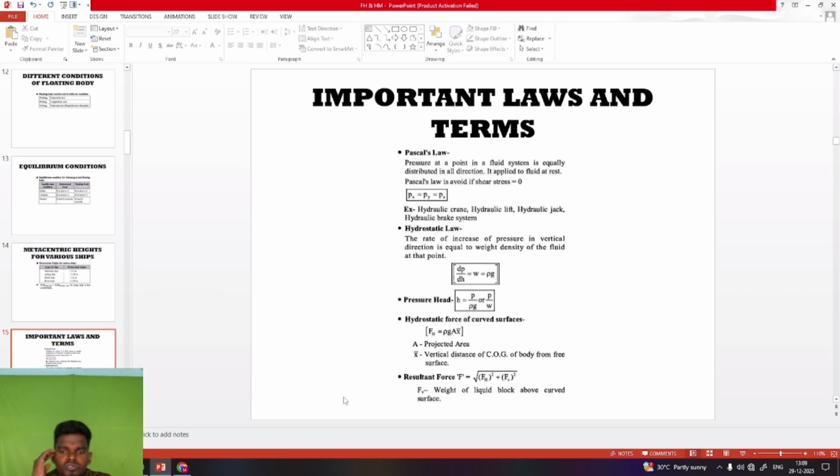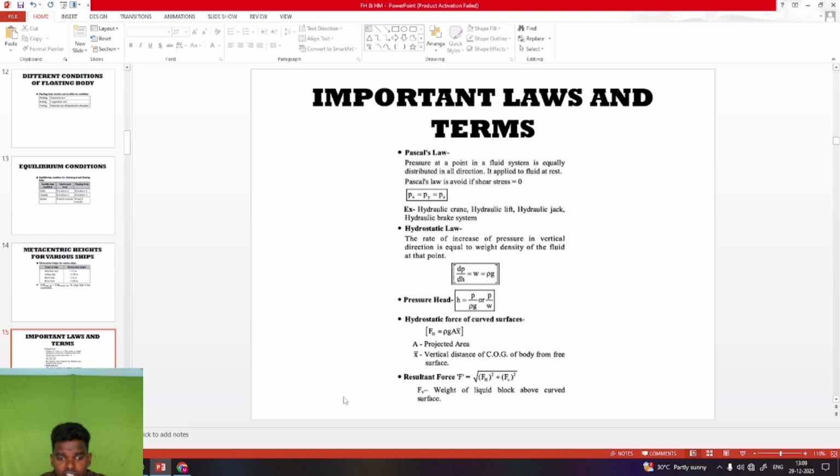Important laws and terms. Pascal law: pressure at a point in a fluid system is equally distributed in all directions. It is applied to fluid at rest. Pascal law is valid if shear stress is 0. Px is equal to Py is equal to Pz. Examples of Pascal law are hydraulic crane, hydraulic lift, hydraulic jack, hydraulic brake system.